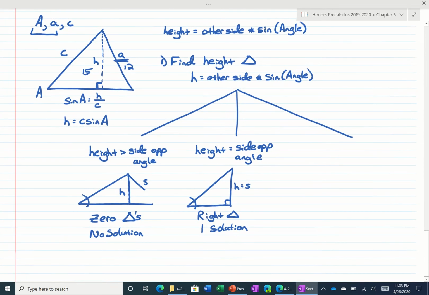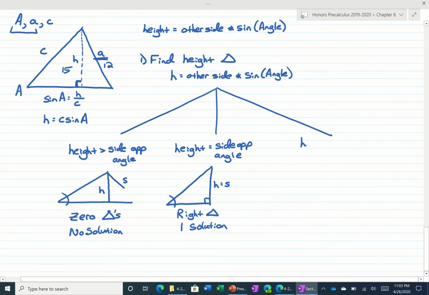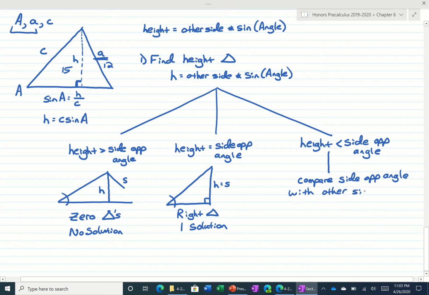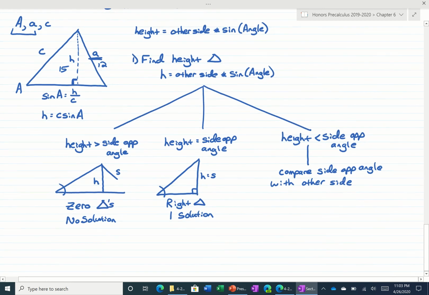What can get a little tricky is if the height is less than the side opposite the angle. And from here, what you do is you compare the side opposite the angle with the other side. So looking at the notes, we'll use side A, side opposite the angle, and we'll use the other side. In my notes here, I have it as side C.